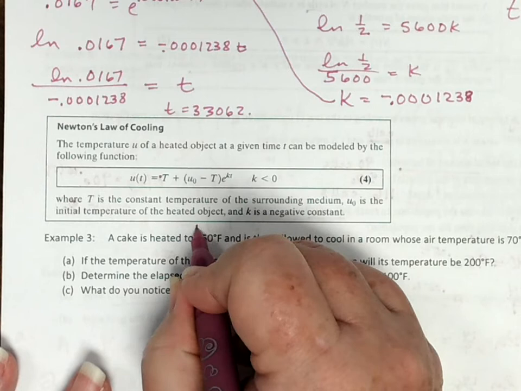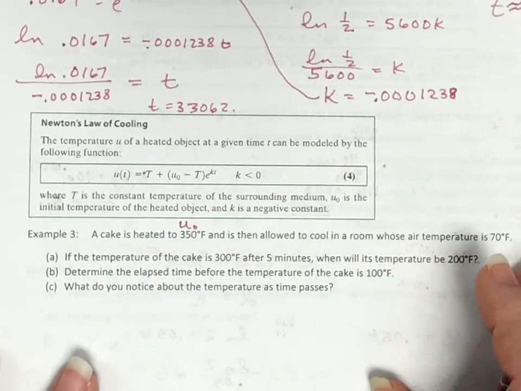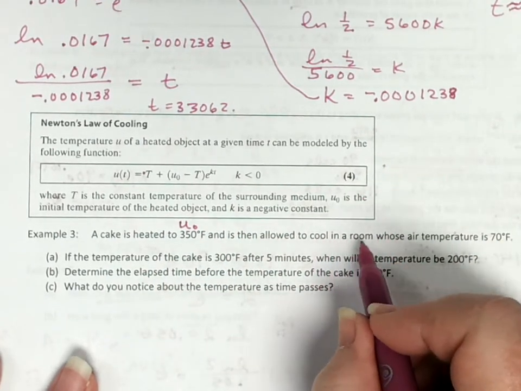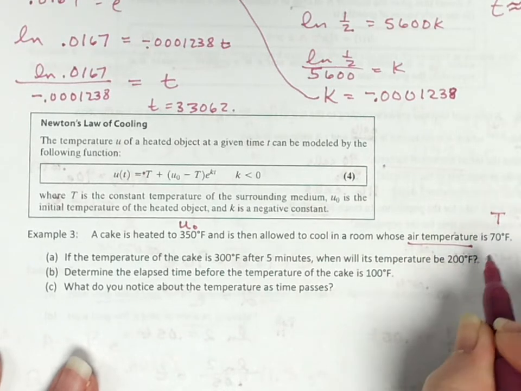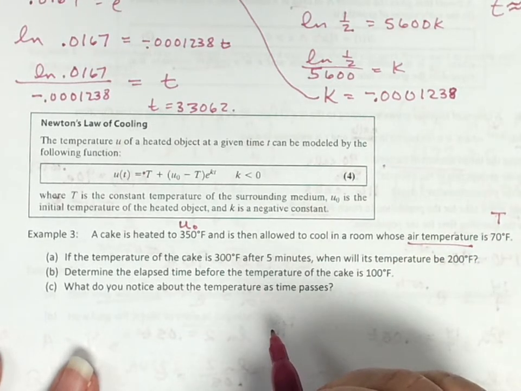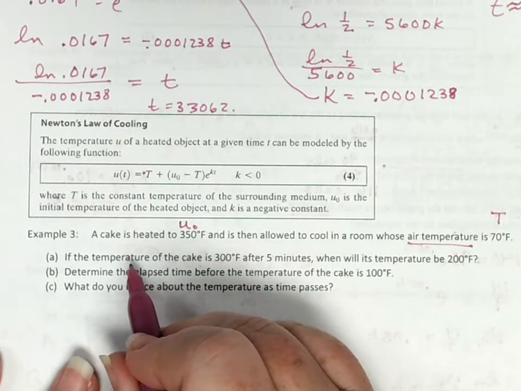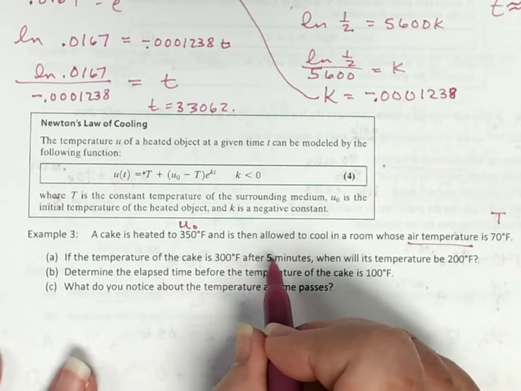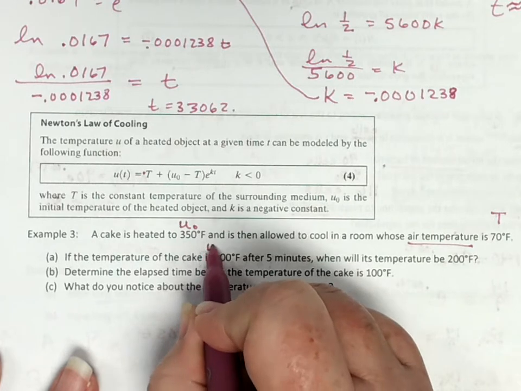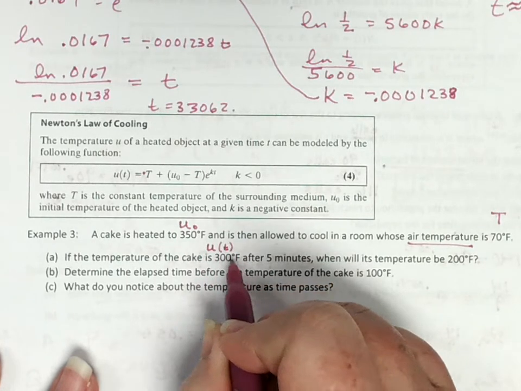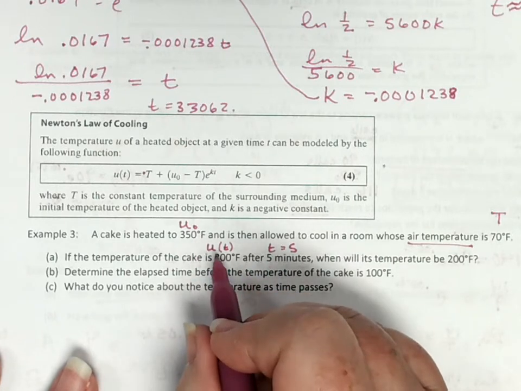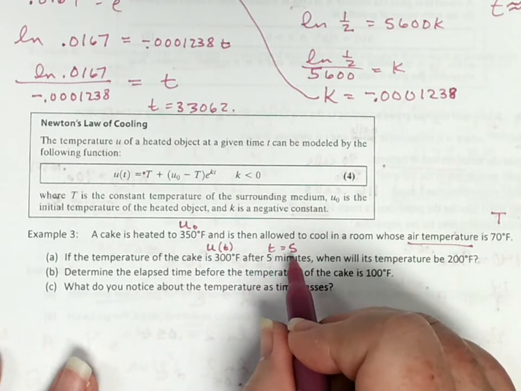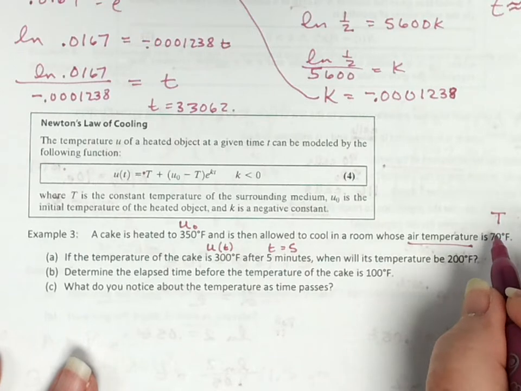So in other words, this is our U sub 0. That's our initial time. We allowed it to cool in a room whose air temperature, or ambient temperature, was 70 degrees. That's my capital T. Then it says the temperature of the cake was 300 after 5 minutes. This is my U sub T if T equals 5 minutes. So I have U sub 0, I have U sub T, I have lowercase t, and capital T.